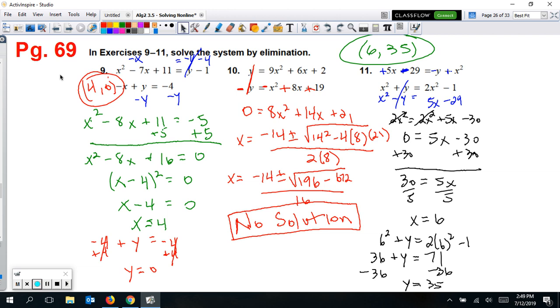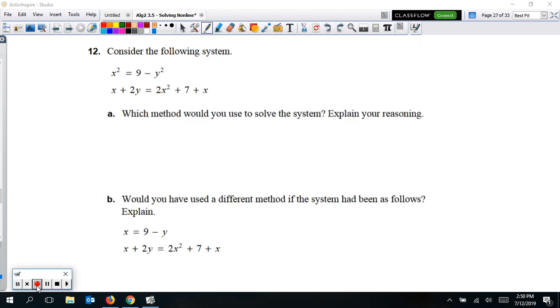All right, moving on. We just got a couple more problems to do before we're done. All right, so number 12 just says consider the following. Here's a system. You have x squared and y squared, which would be a circle graph on this first equation, only x squared, so you have a parabola here. Letter A just says, which method would you use to solve the system?